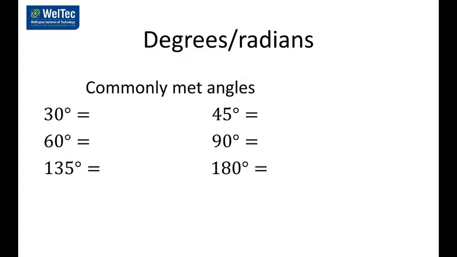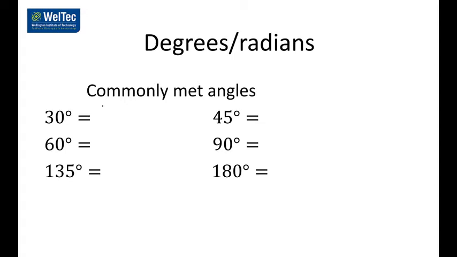You need to learn some common angles as fractions of pi. 30 degrees would be pi over 6 radians. 60 degrees would be pi over 3 radians. 135 is 3/4 of 180, so it would be 3 pi over 4 radians. 45 degrees, that's half a right angle. Let's look at 90. 90 is half of 180, and 180 is pi radians, so it would be pi by 2. 45 degrees is half of that again, so that would be pi by 4 radians, and obviously 180 degrees is pi radians.